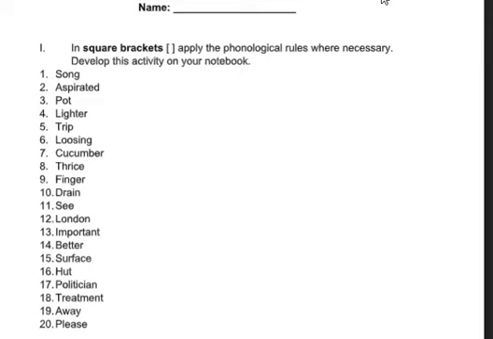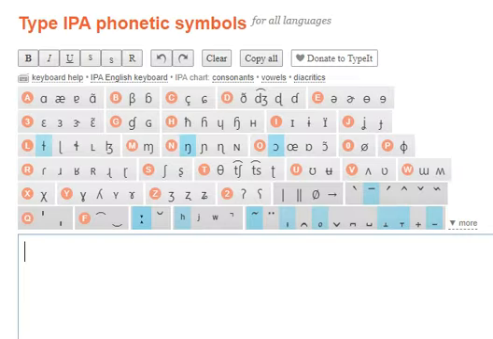I'm going to use a website, which is ipa.typeit.org. In this website we can find the different symbols, but there is a symbol that I don't see here, so that's why I'm going to transcribe those words that contain that symbol at the end of the video. But now we are going to start with the first word, which is song. I'm going to write the word here, song.